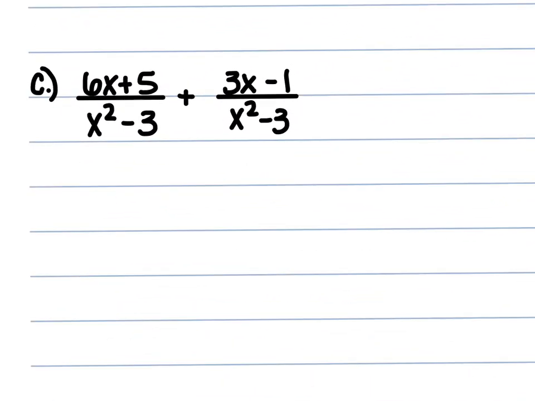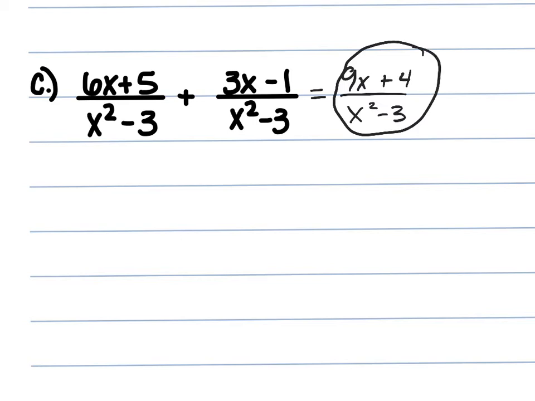Talk to me about C. I'm going to try to shut up during this, and you guys try to walk me through it. Well, they have the same denominator. Good. So you just add. Okay, talk to me. 9x plus 4. Okay, 6 and 3 is 9. 5 and negative 1 is a positive 4. What else? That's the simplified version. That was nice and easy.